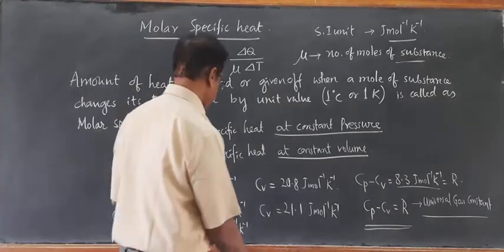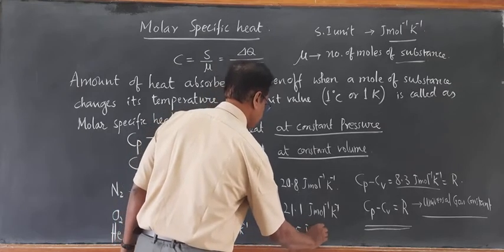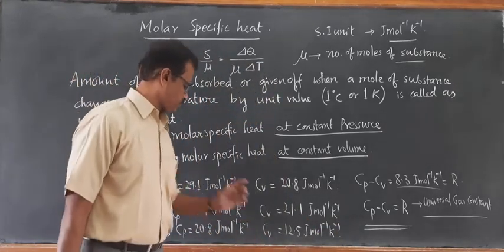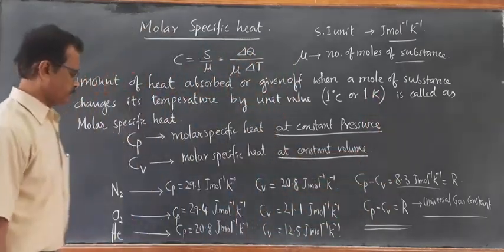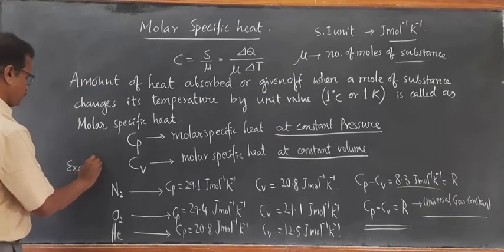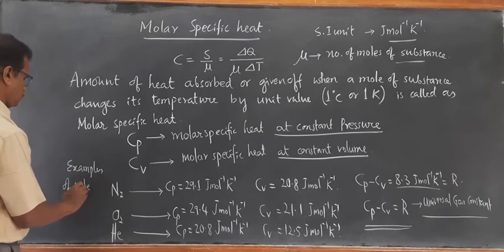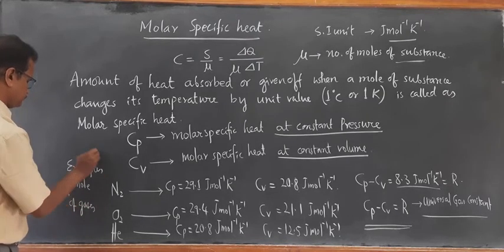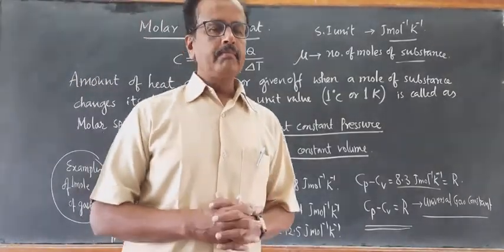Cv corresponds to 12.5. Again, if you take the difference, 20.8 minus 12.5, it is going to be 8.3. Cp minus Cv is going to be 8.3 joule per mole per Kelvin. So these are the examples, for 1 mole of gases. Now we are going to learn more about it later on.